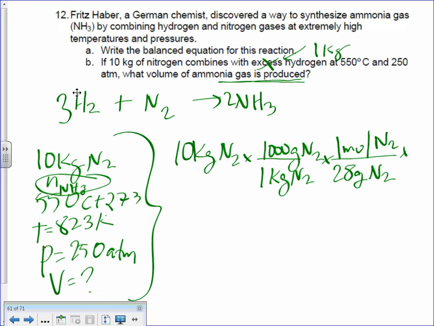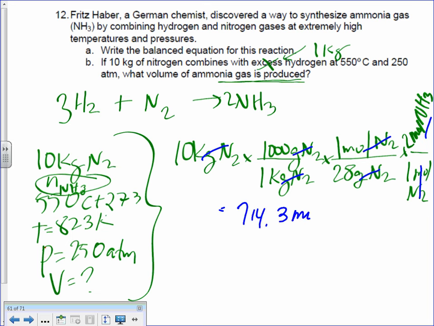Who cares about nitrogen? We want ammonia. So what's the mole ratio? 2 to 1. 2 to 1. So 2 for the ammonia goes on top. 2 moles of ammonia on top over 1 mole of nitrogen on bottom. And so your units should cancel. You should guide yourself through kilograms, through grams, from moles of nitrogen to moles of ammonia. How many moles is that, guys? Say again?